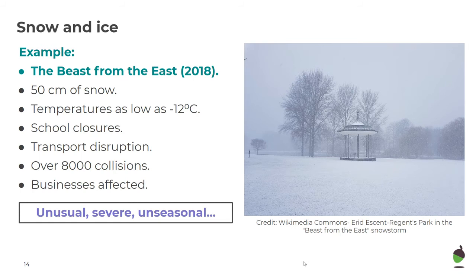Another type of extreme weather event that we experience in the UK is linked to snow and ice. An example of this is The Beast from the East in 2018. 50 centimetres of snow was experienced during this particular event. Temperatures fell as low as -12 degrees Celsius. Schools closed. Transport was disrupted. There were over 8,000 collisions on our roads, and businesses were significantly affected. This was a very severe event, causing lots of disruption.